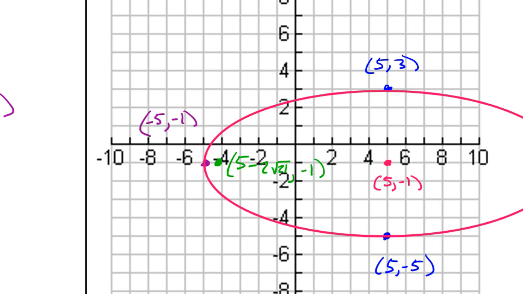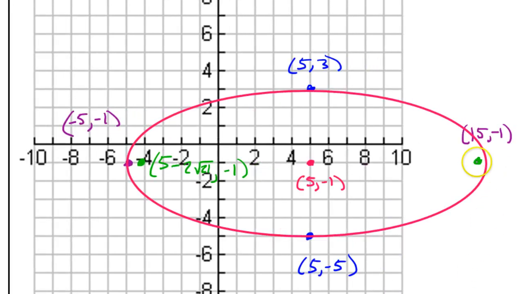Similarly, for the focus on the right-hand side, we started at 5 and we went to the right 2 radical 21. So that means we started at 5 and we added 2 radical 21. This is an expression for the x value of this focus. And again, the y value is -1, just like all of the other points that are at this height.